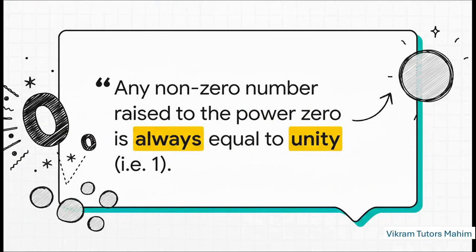Let's kick things off with the zero exponent. This is a simple rule, but it is so important. Any number, as long as it's not 0, raised to the power of 0 is 1. That's it. Unity is just a fancy word for 1, so whether you have 5 to the power of 0 or 1,000,000 to the power of 0, the answer is always 1. It's a great little rule to have in your back pocket.